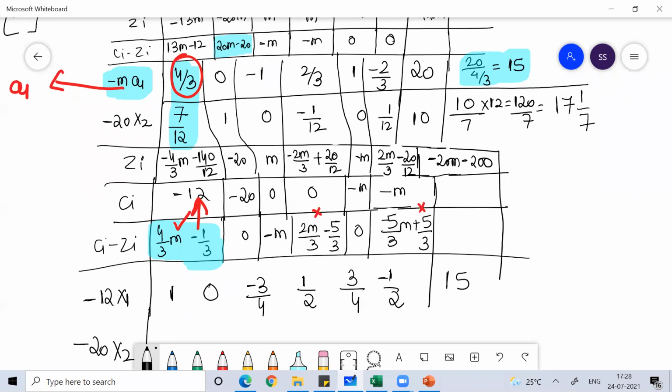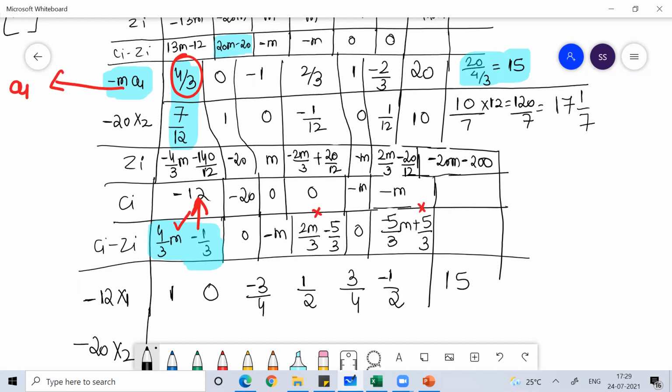Done, everyone? Then once you're done, in place of A1, if you understood, x1 is coming with the pivot element 4 by 3. Now I can find the value of x2. For x2, the constant will be 7 by 12. Can you find the value of x2, guys?